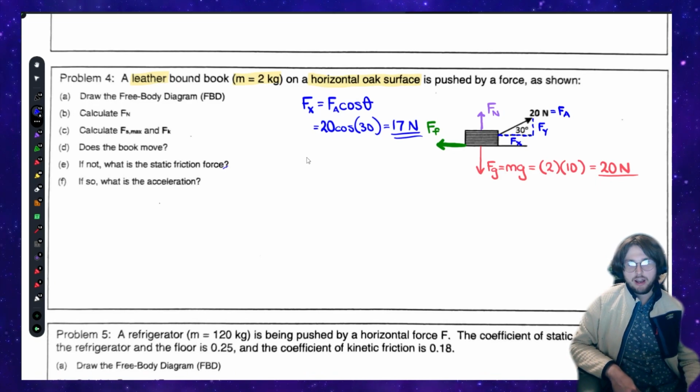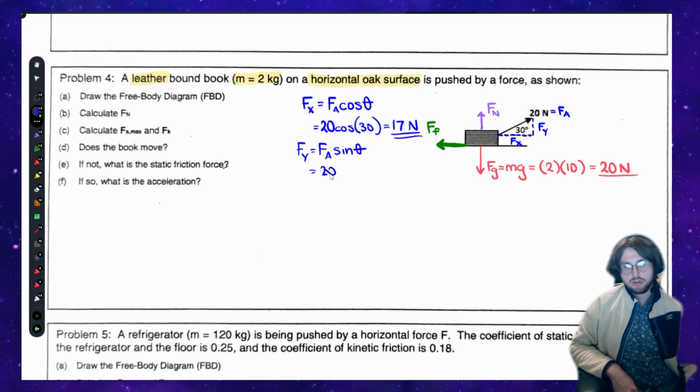Okay, and now with Fy, it's really the same thing. So we'll say Fy is equal to Fa times sine of theta, because that's the opposite over the hypotenuse. And so it's going to be 20 times sine of 30. And anytime something is multiplied by the sine of 30, you can really just divide it by 2, because sine of 30 is 1/2. So this is going to be about 10 newtons.